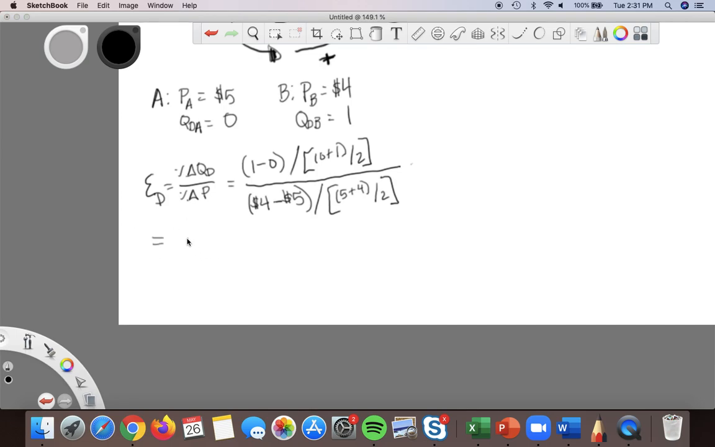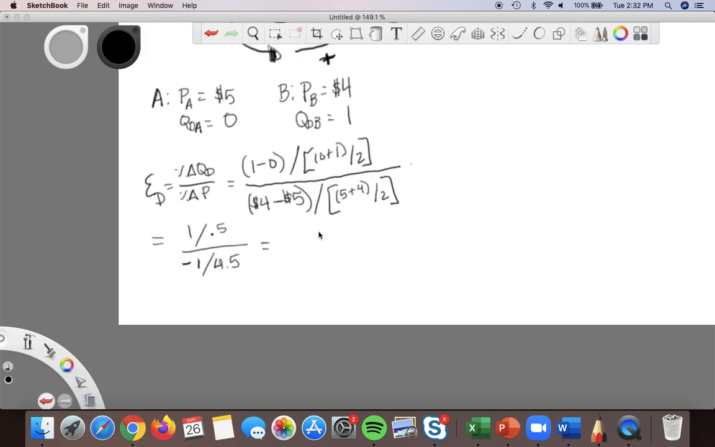So as I simplify this, I get 1 for that top part of the fraction. 1 minus 0 is 1. And then we're going to do everything in parentheses here. We're going to add these together. 1 divided by 2, that is 0.5. So I'm just going to write 0.5 here. Right? And then here I've got $4 minus $5, that's negative 1. And then we're going to divide that by my average. So my average here, 5 plus 4, that's 9, divided by 2, that's 4.5.